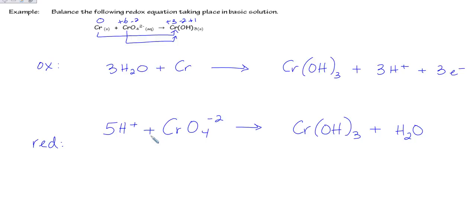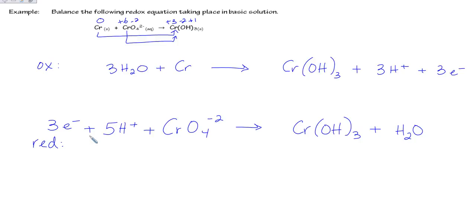My product side is neutral. My reactant side is a +3. So we'll add 3 electrons. This looks good. Oxidation involves losing electrons, so my oxidation half produces 3 electrons. Reduction involves gaining electrons. My reduction half gains 3.